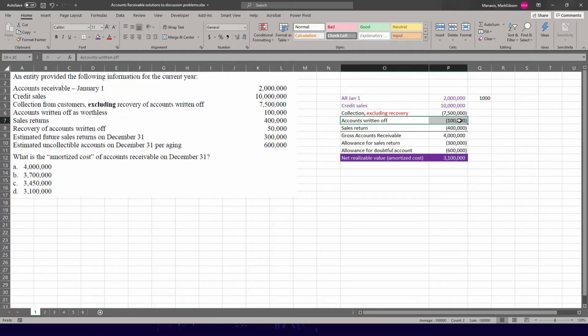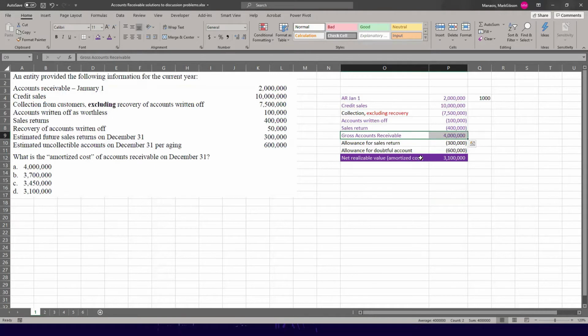Next, we have accounts written off of 100,000. So given yan. And then we have sales returns of 400,000. So get the sum. So that's 4 million pesos. Now, this is our gross AR. Pero hindi pa yan yung tinatanong. Ang tinatanong kasi sa atin is amortized cost.